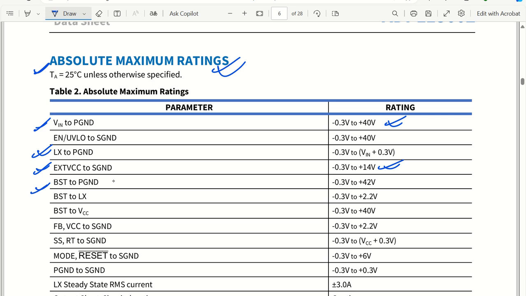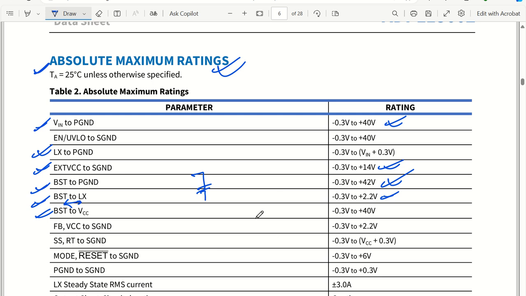The BST pin is going to have 42 volt, that is the bootstrap pin. We have BST to LX pin, which is going to have 2.2 volts. You have to understand that between these two you should not exceed more than 2.2 volt. So that's the reason they connect it to the LX pin with a capacitor. Okay, coming back to BST to VCC pin, it has 40 volts.